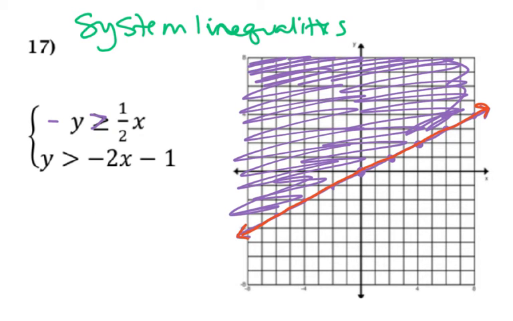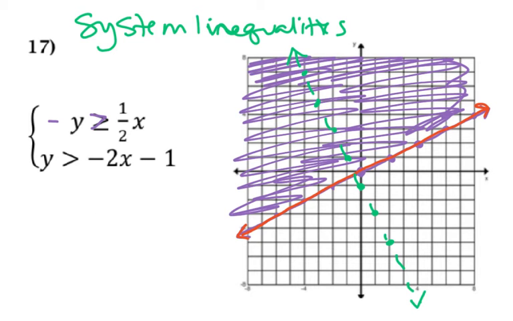Okay, then the next one I will do in green. So I'm going to start with -1. My slope is -2x, so I'm going to go down 2 and over 1. I can go up 2 and backwards 1. I'm going to do a dashed line this time because there's no equal sign.